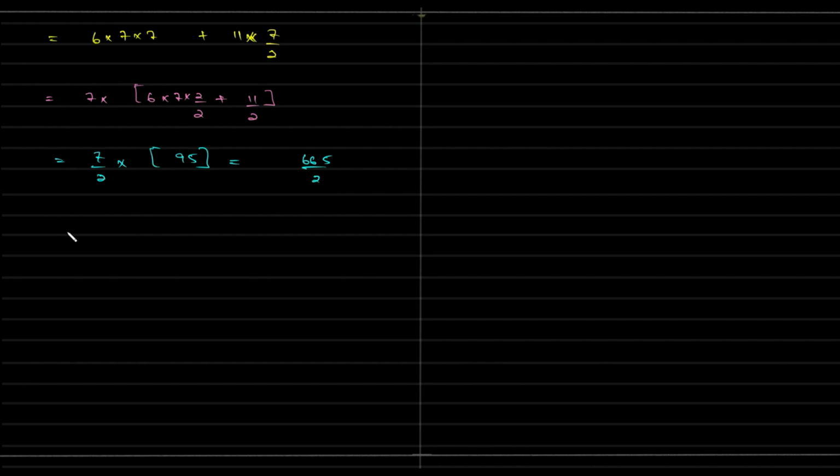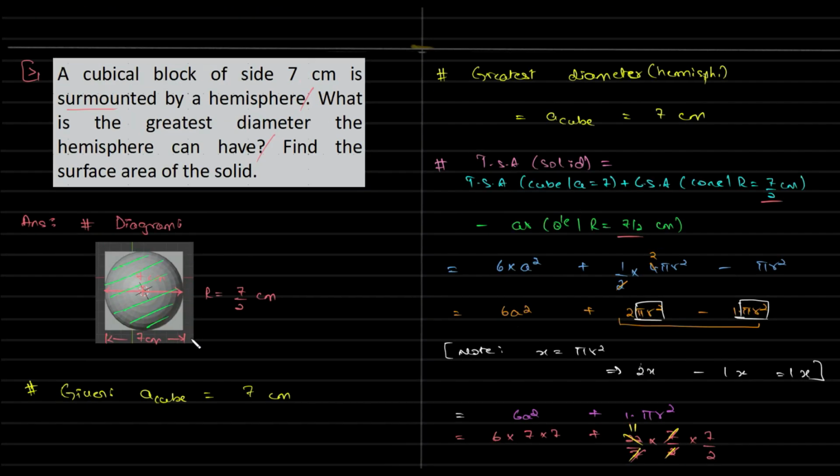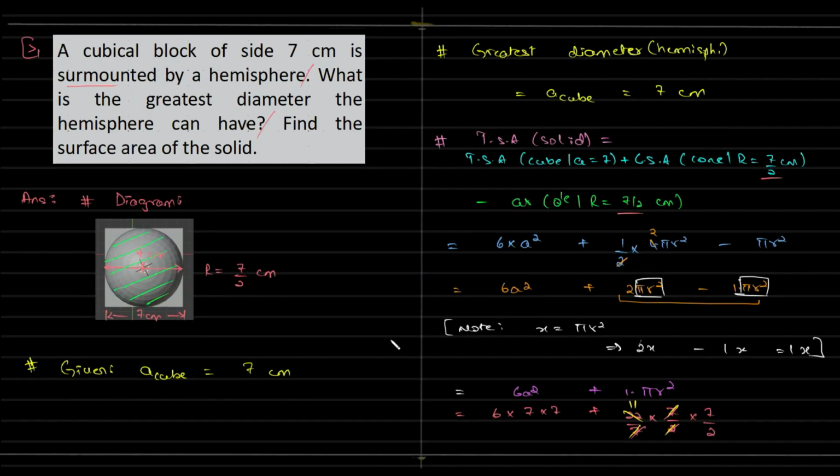If they want you to convert to decimal, it's easy. Divide by 2 is always easy. 332.5 centimeter square. If it's in fraction, this is the answer, right? Quite simple. So have a look at the answer.